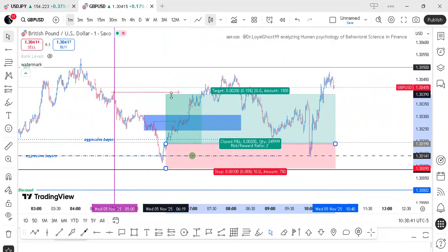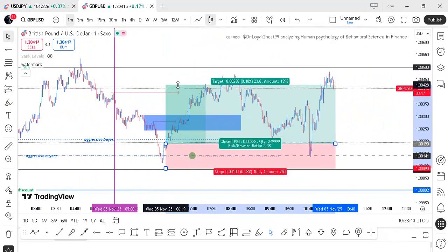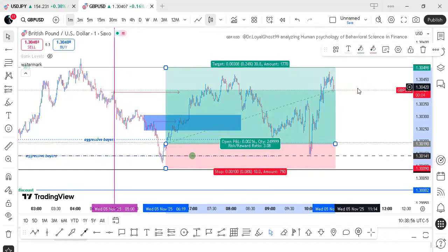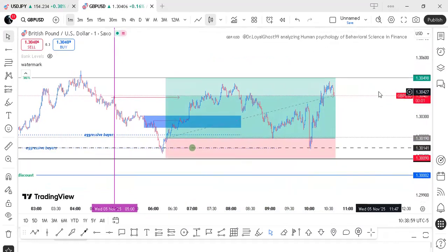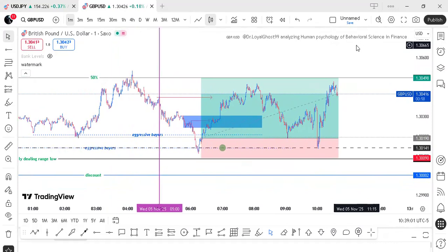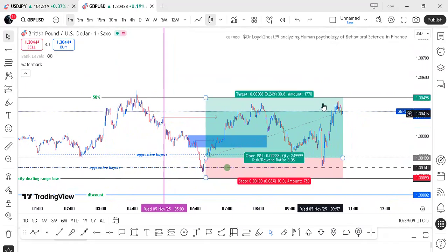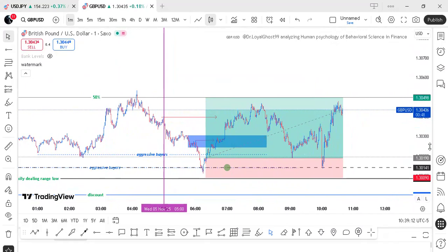Either 1:2, 1:3, 1:4, 1:5. 1:2 right here, 1:2, then 1:3, depending on my personal interest during the day.